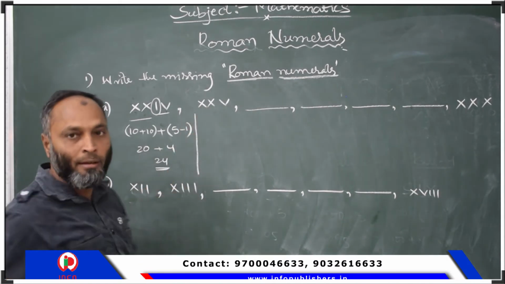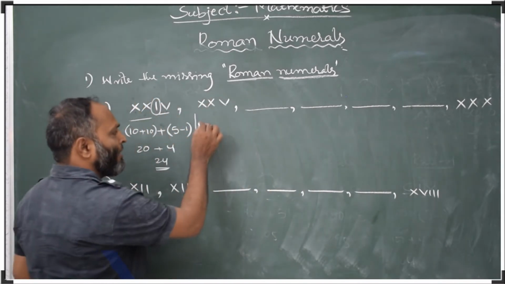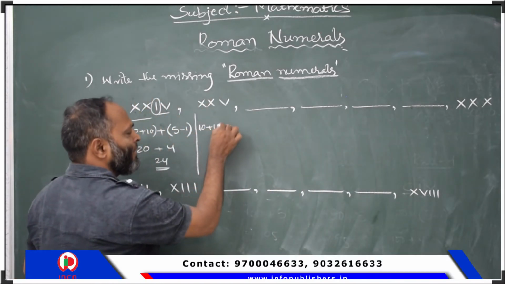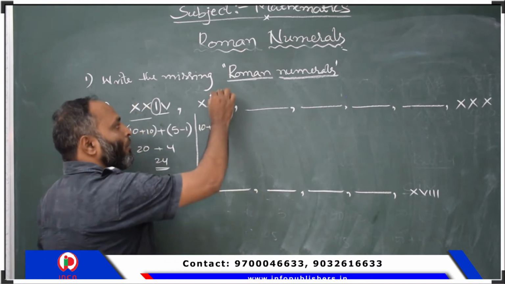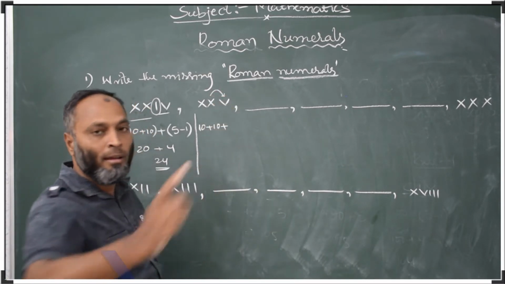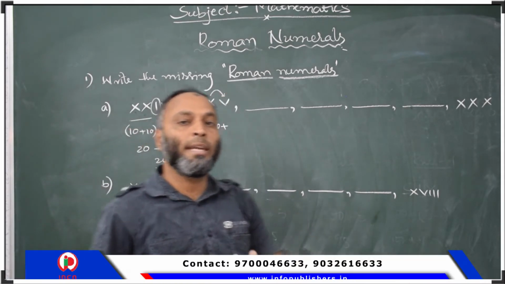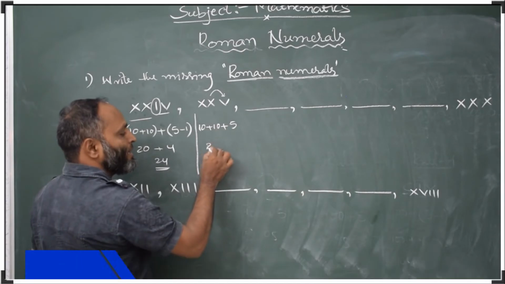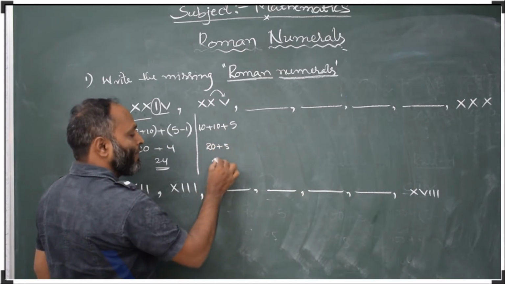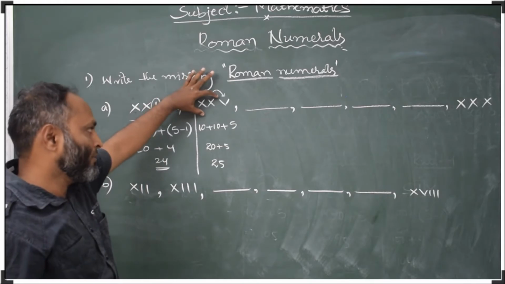This is repeated. So from the first rule, when repeated is there, we have to add 10 plus 10. Then after that, according to the second rule, when the small Roman numeral is there after the big Roman numeral, we have to add. This is the second rule. According to the second rule, we add 10 plus 10, 20, 20 plus 5, 25. It means this is 24, this is 25.